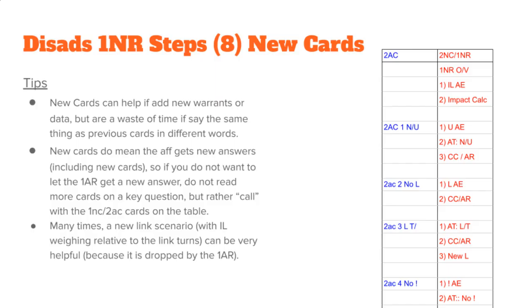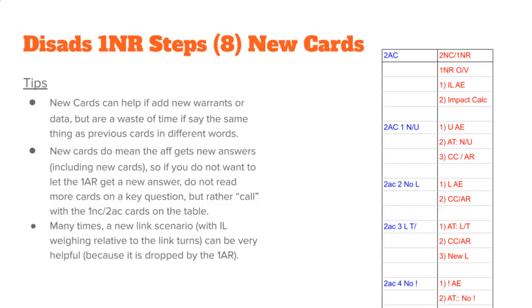What type of new cards are more helpful than not? A lot of times you're going to have new cards in uniqueness. That's a very helpful part because uniqueness controls the direction of the link. Another place you'll see new cards sometimes is on the links. If you have 1 link, it's very helpful to read a new link scenario in the block because the 1ARs like to drop them. They might answer your original link but drop your new link, and now you're still good because you have this new link.